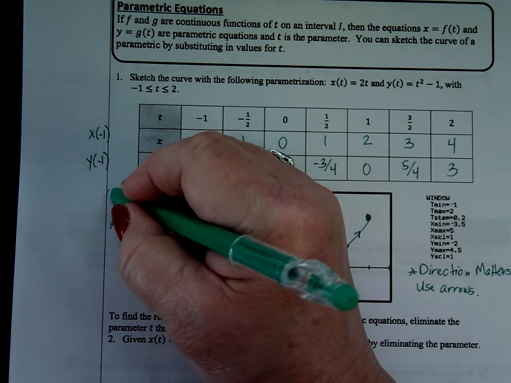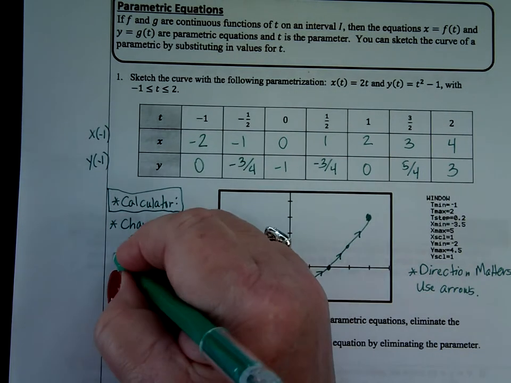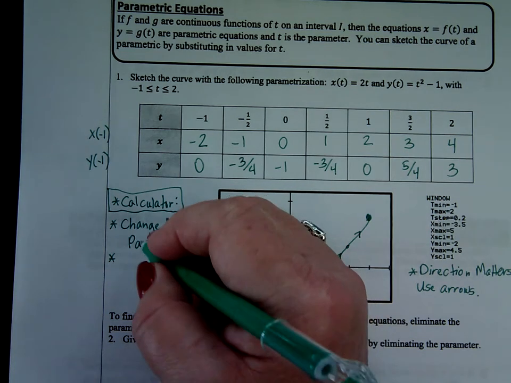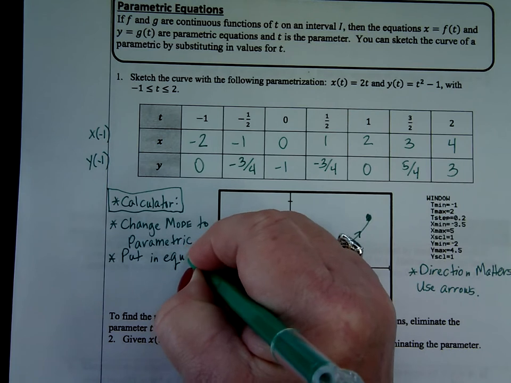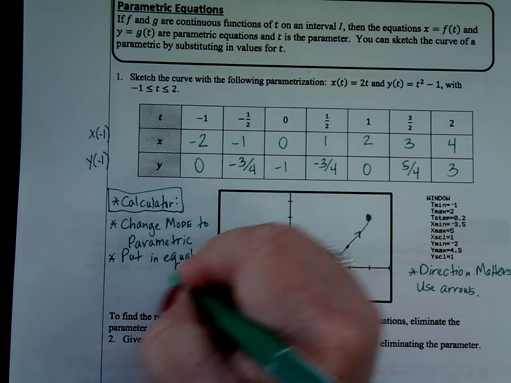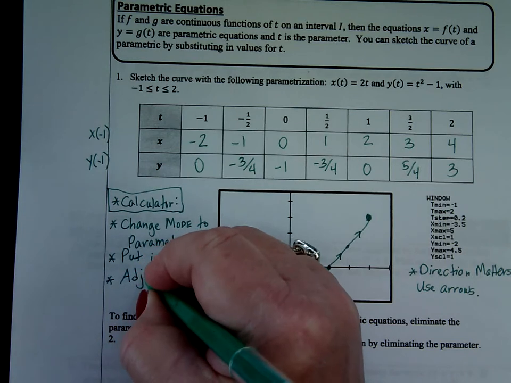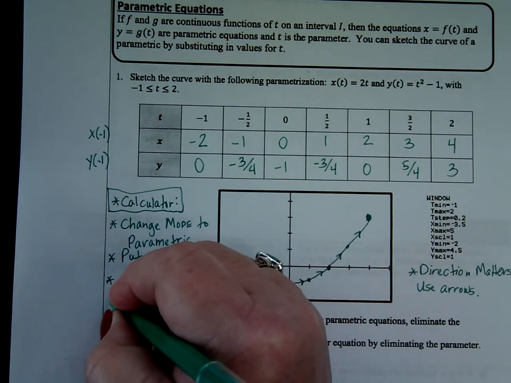Okay, so this is on your calculator what you want to do. Change the mode to parametric, which makes sense because normally your calculator is in the function mode, and this is not a function. This is a parametric equation. And then you want to put the equations in. Put in equations. You want to adjust your window. And then you want to graph it.